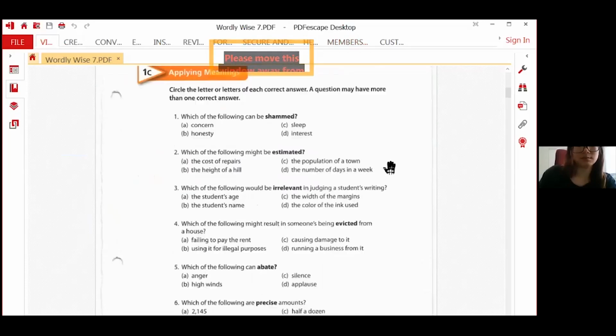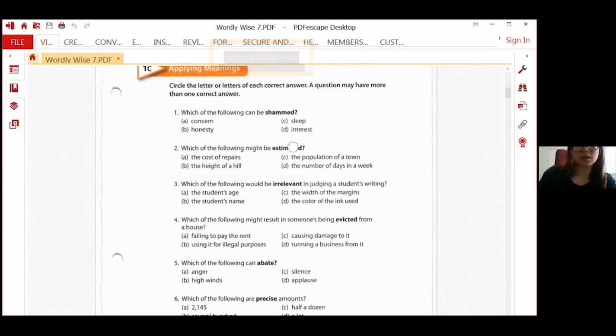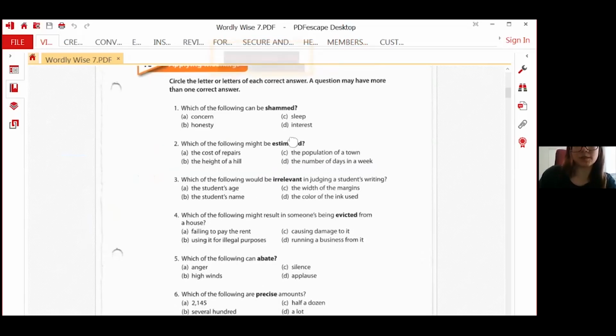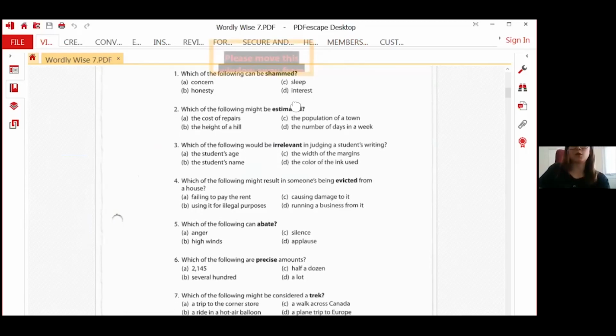Oh, there's only 10. Circle the letter or letters of each correct answer. A question may have more than one correct answer. Which of the following can be shammed?